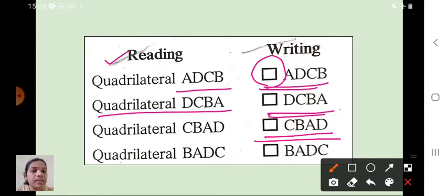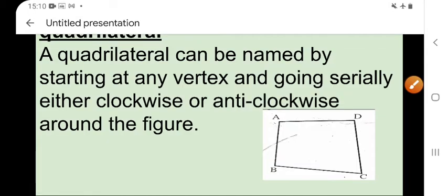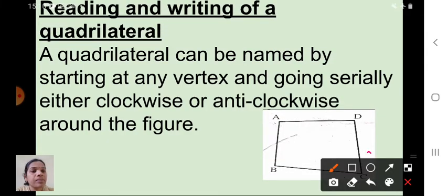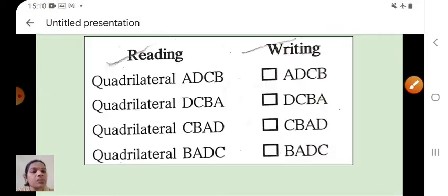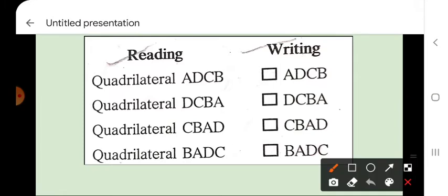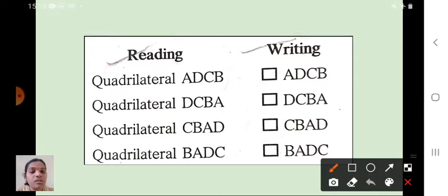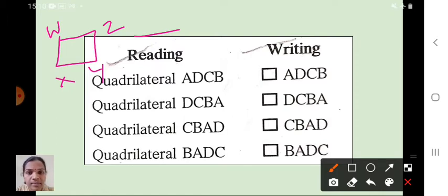Quadrilateral CBAD. Okay, and the next one is what? Quadrilateral BADC. So children, what you have to do? You have to draw one quadrilateral like this, give the names W, X, Y, Z, and you have to write the name. Okay, so 4 different types of names you will get. So those 4 names you have to write and see. Do practice. Okay, children.